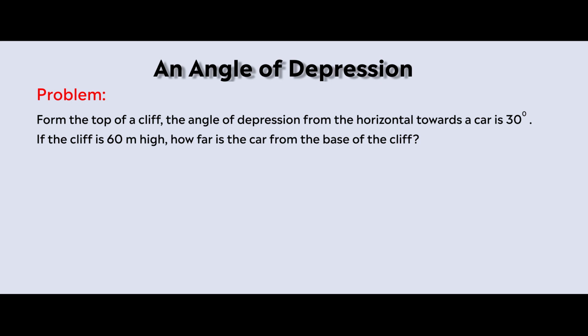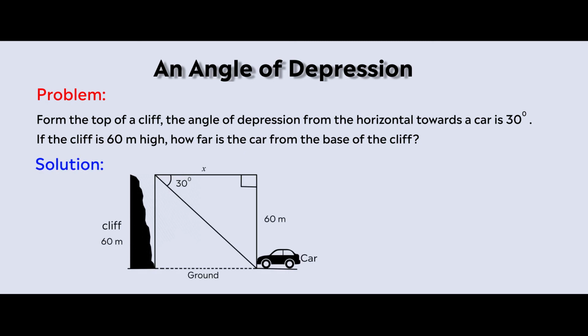So let's translate this situation into a diagram to understand better. There is a cliff which is 60 meters tall, and there is an object, that is a car, which is located on the ground, and the angle of depression formed is 30 degrees. We don't know the distance between the car and the base of the cliff, so we'll keep it as x, the unknown information.